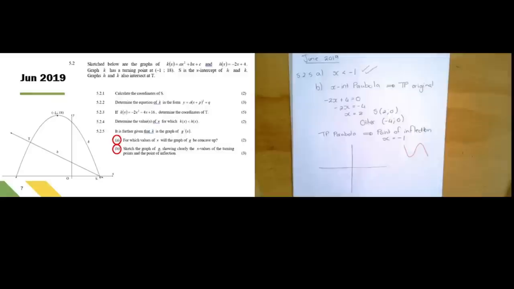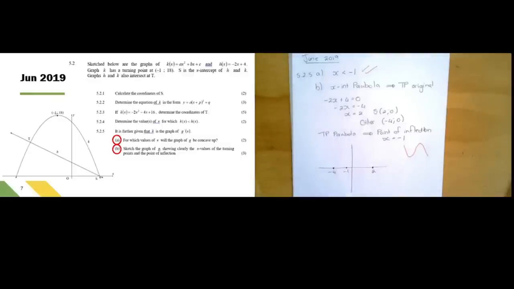What do I know? So let's go put it down. I know that the x-intercepts of the parabola would be the turning points of the original. So what are the two turning points? At 2 and at negative 4. So I'm going to have a turning point at negative 4. I'm going to have a turning point at 2. I know my point of inflection is at x equals negative 1.